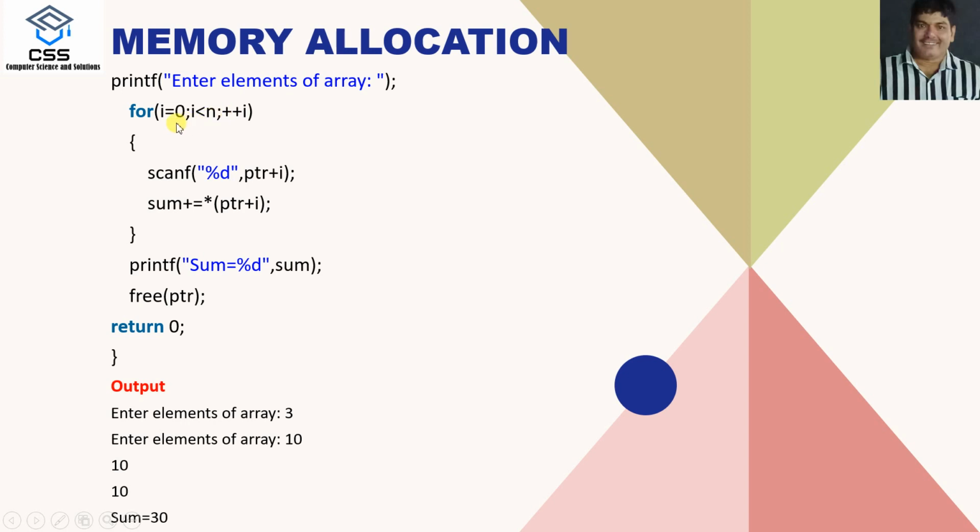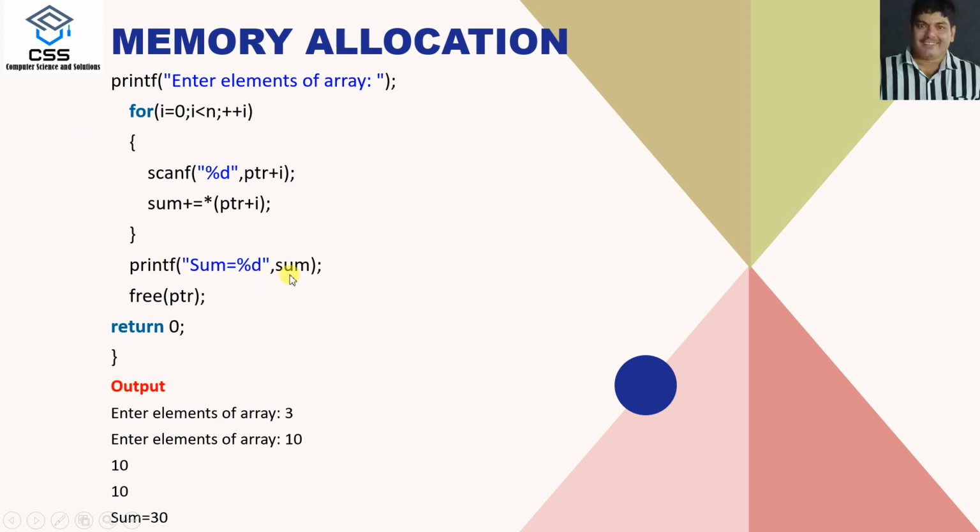like malloc. 0 is less than 3, yes, the first location is ptr of 0, and whatever value you enter is added to sum. Next, i incremented to 1, 1 is less than 3, yes, ptr of 1 means the second location. You enter the value and add it to the sum. Again i incremented to 2, 2 is less than 3, yes, ptr of 2 location is entered and added to the sum. Again i incremented to 3, 3 is less than 3, false, it comes out of the for loop. Now the sum value will be displayed.